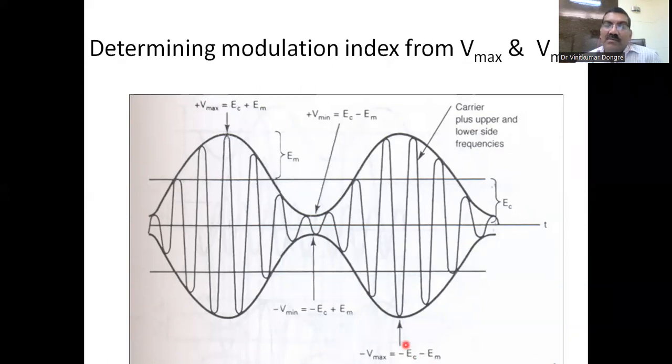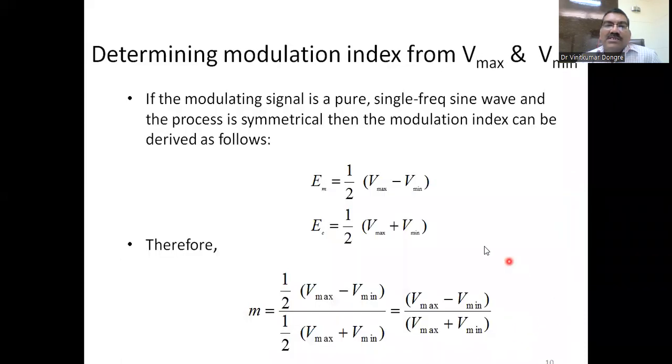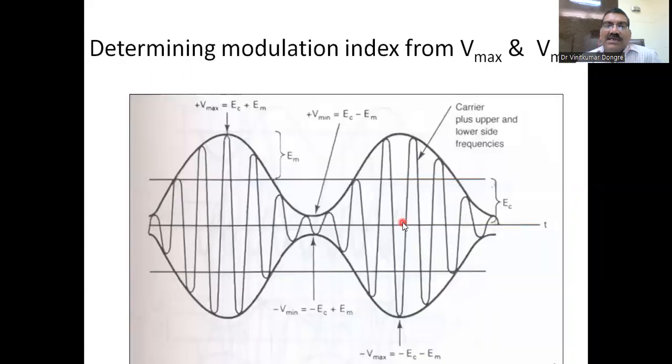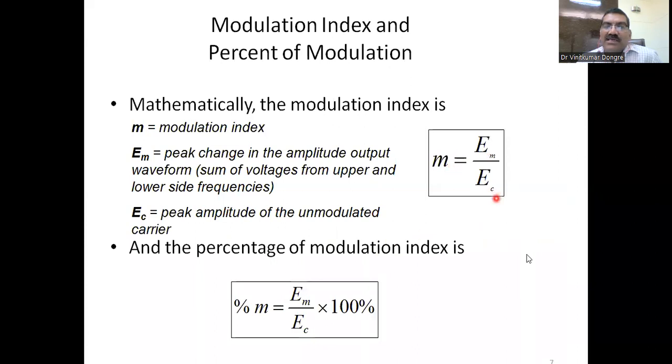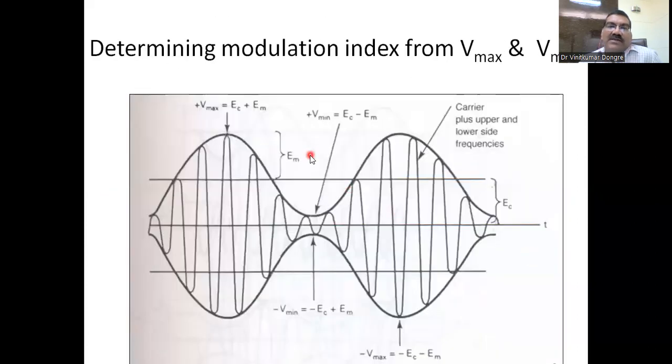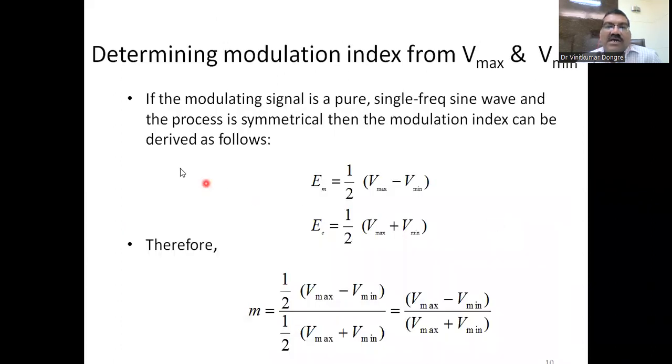Now we will calculate the modulation index based on this waveform. So what is our formula for the modulation index? The modulation index is EM by EC. Now EM we have calculated, and EC. The modulating signal is a pure signal, so EM equals 1 by 2 (Vmax minus Vmin). This is what you can calculate from the previous diagram. And EC equals 1 by 2 (Vmax plus Vmin).